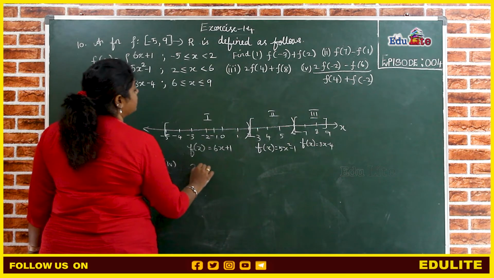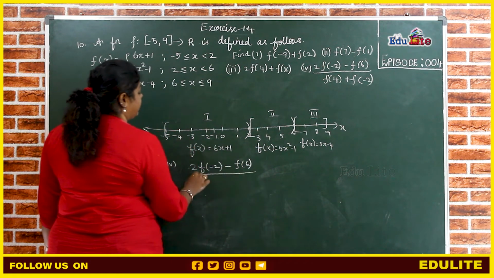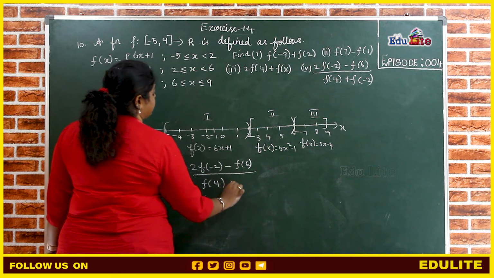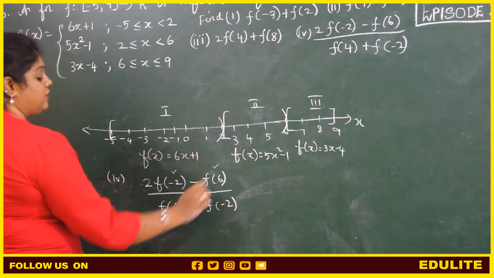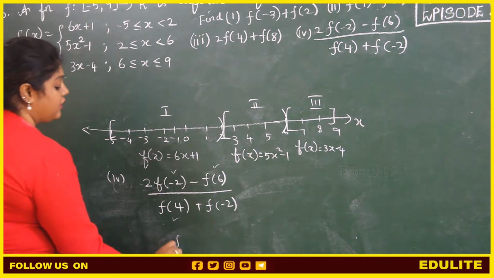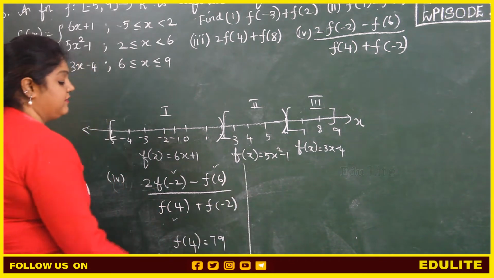Fourth option, 2 into f of minus 2 minus f of 6 divided by f of 4 plus f of minus 2. So, in this we need to find the value of f of minus 2, f of 6 and f of 4. f of 4 we already found, which is nothing but 79. We will find the remaining 2 and simplify.